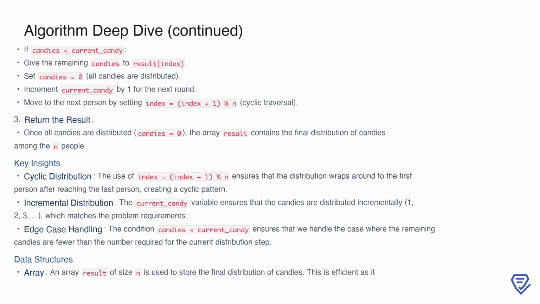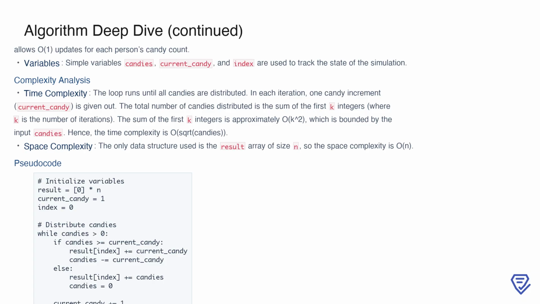Some key insights include the use of cyclic traversal through modulo arithmetic to ensure the distribution wraps around correctly, the incremental increase in candies distributed, and a condition to handle edge cases where there aren't enough candies for the current allocation. Together, these steps ensure a proper simulation of the problem's requirements. The implementation uses a simple array and a few variables, making it efficient in terms of space. The result array of size n allows constant time updates for each person's candy count, while variables like candies, current_candy, and index track the state of the distribution process.